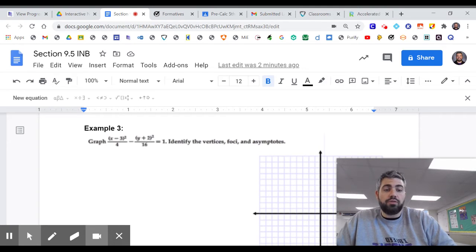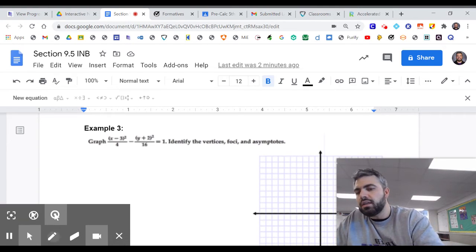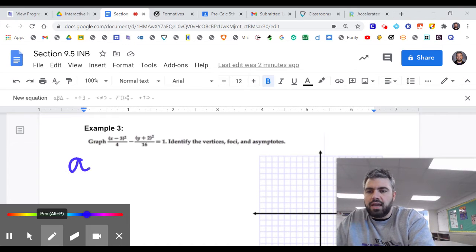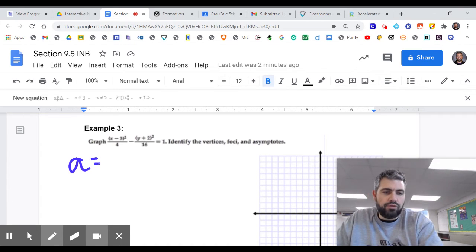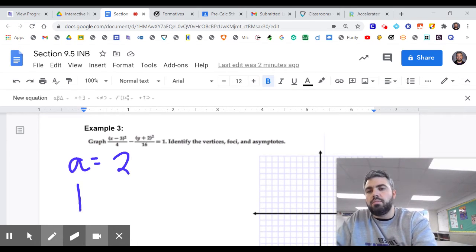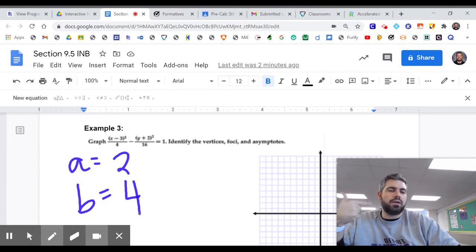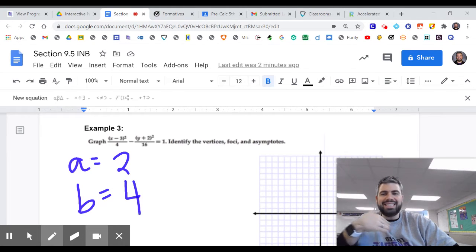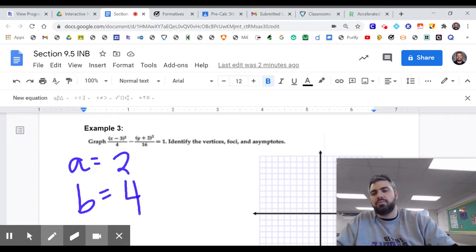Okay, then we also need to know what the foci are. So first off, they tell us a. So a is the square root of 4, which in our case is 2. That's horizontal. b is the square root of 16, which is 4. And notice, back when we talked about ellipses, a always had to be bigger than b. But in hyperbolas, it's not always the case that that happens. a can be less than b. It can be, but it doesn't have to be.